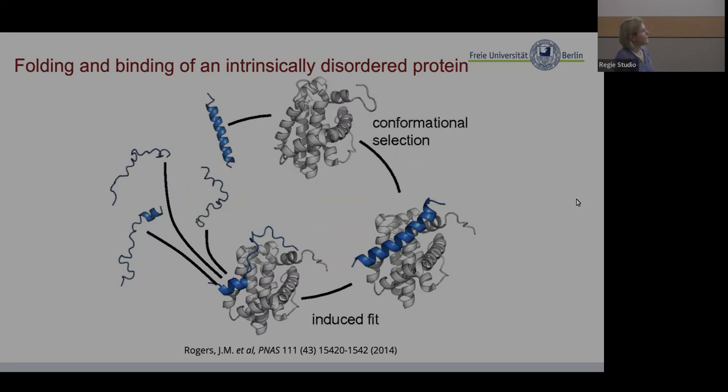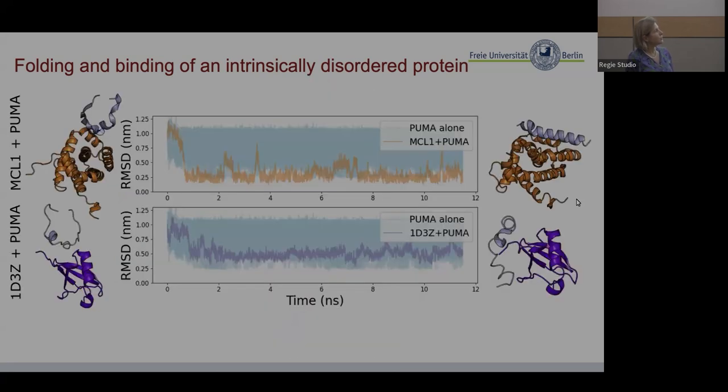Also, we can do folding upon binding. So this peptide is called PUMA, it is intrinsically disordered, but if you put it close to its corresponding protein, there is an induced fit. The peptide folds and binds in 28. So we decided to try it.